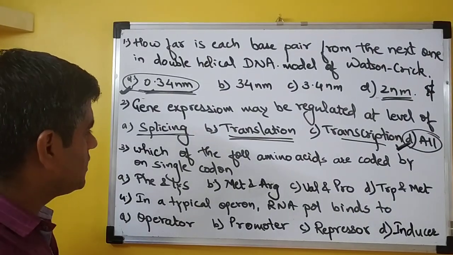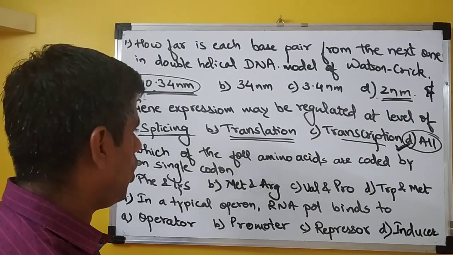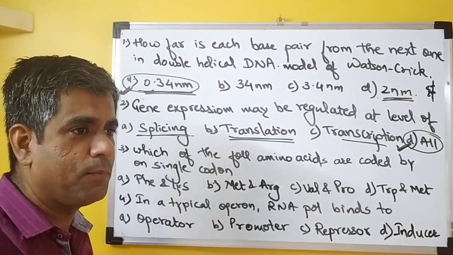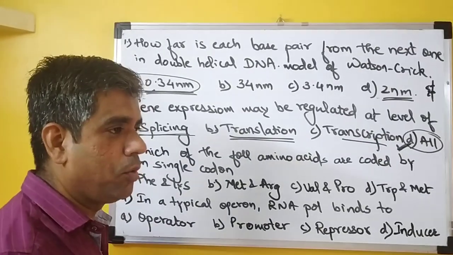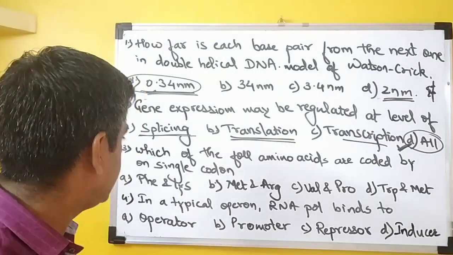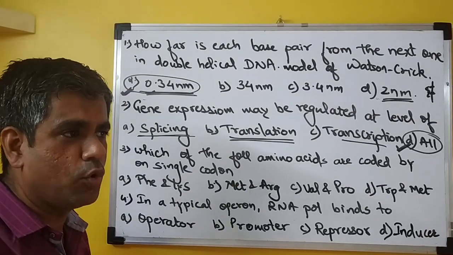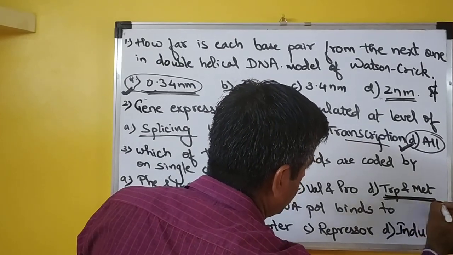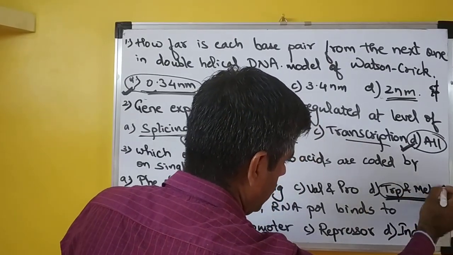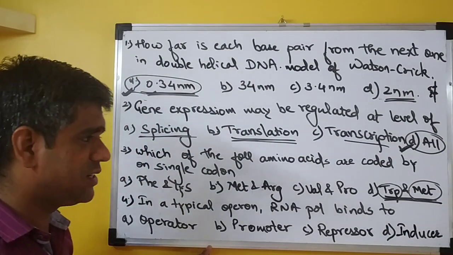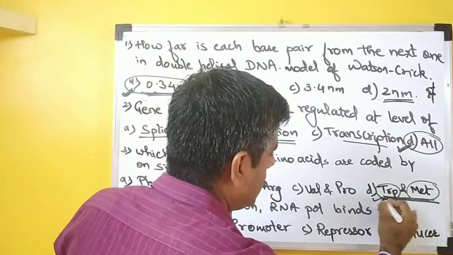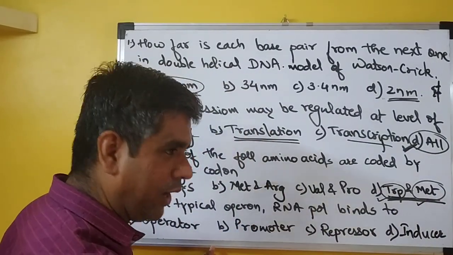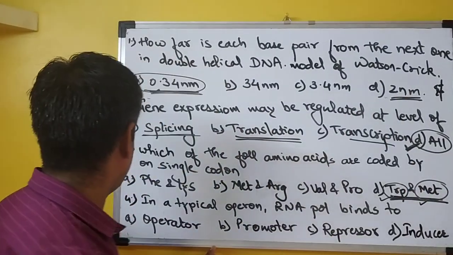The third one says which of the following amino acids are coded only by a single codon? We know that amino acids are coded by more than one codon, and therefore we say the genetic code is degenerate. But there are certain amino acids which are coded only by one codon. Two of the amino acids coded by single codons are tryptophan and methionine. Tryptophan is coded by only one codon, methionine is coded by only one codon.